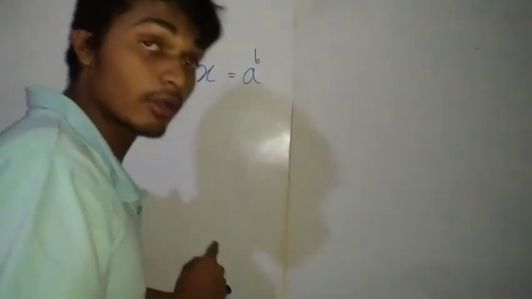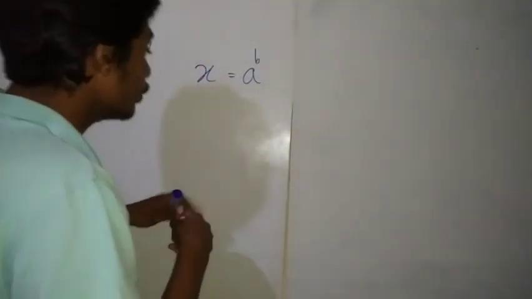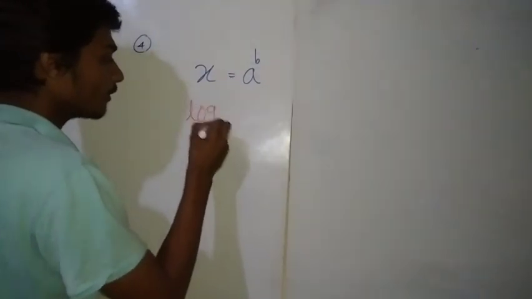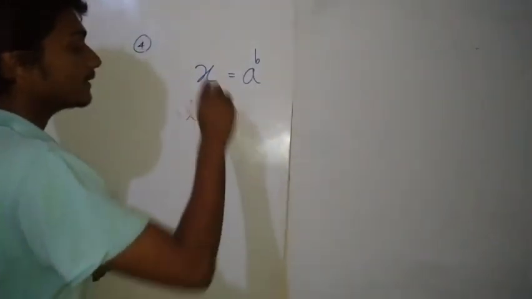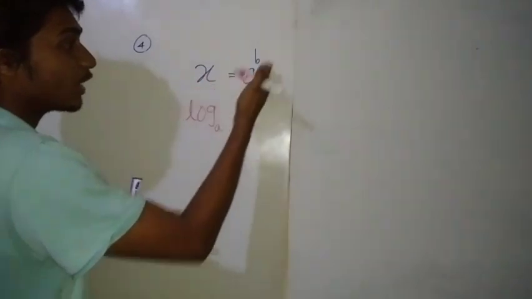If you want to write this in the logarithmic form, you are going to have log of x, the base will be somewhere around here, and the answer, the x, is the answer. a to the power of b is equal to x.